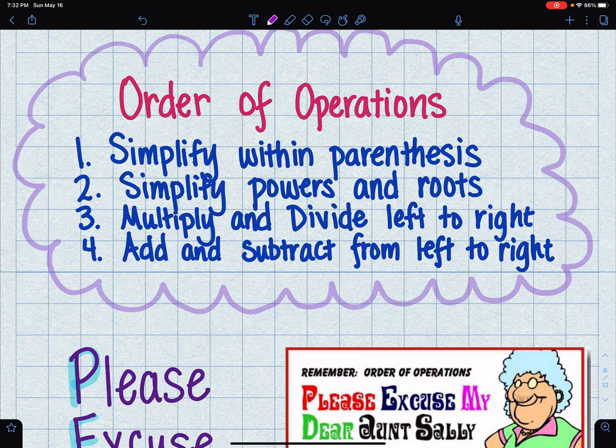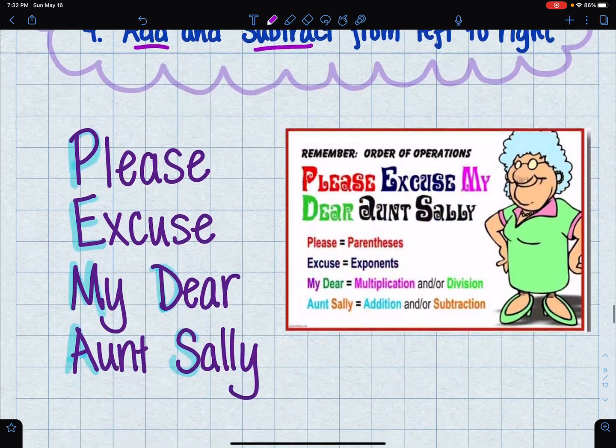Cool. Alrighty. And how do you do the order of operations? Now, the first thing that we're going to do anytime we do order of operations is we're going to do the parentheses. Start with the parentheses, then simplify the powers. Powers means like 3 to the 4th power. So exponents like that. Exponents, powers, and roots. Then we're going to multiply and divide left to right, and then we're going to add and subtract from left to right.